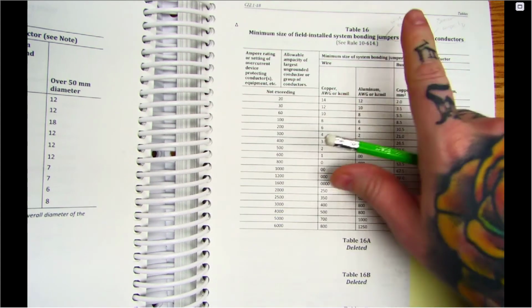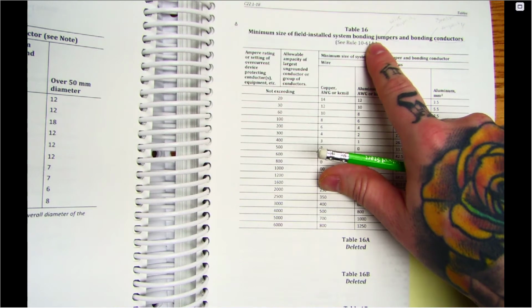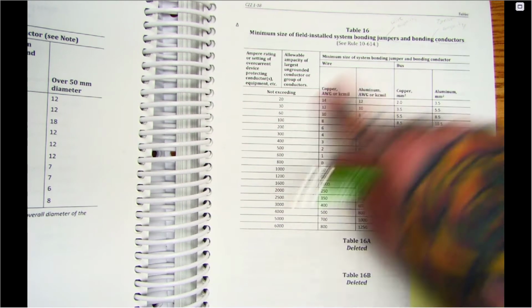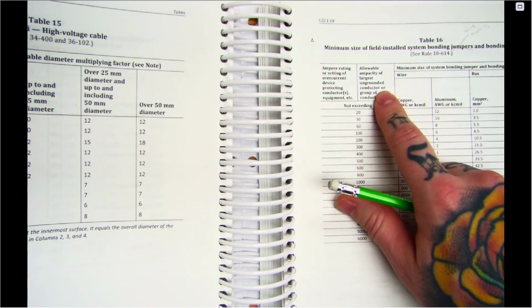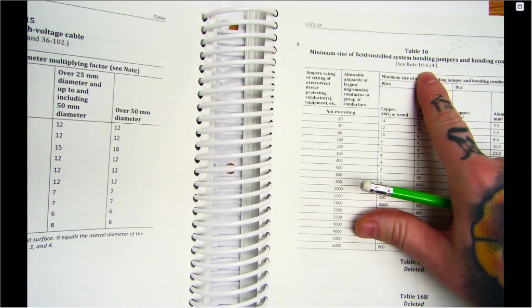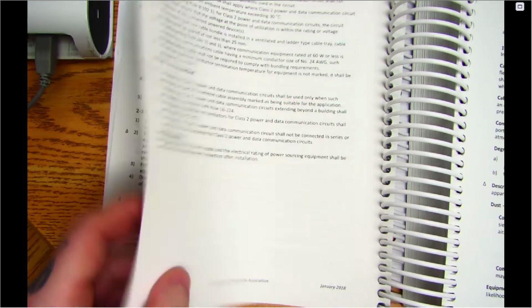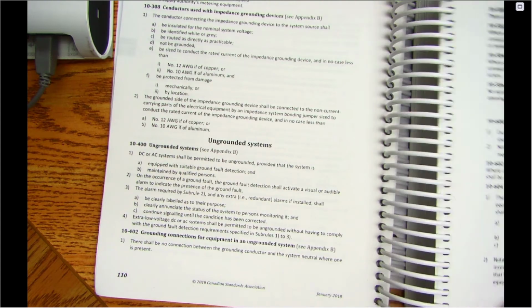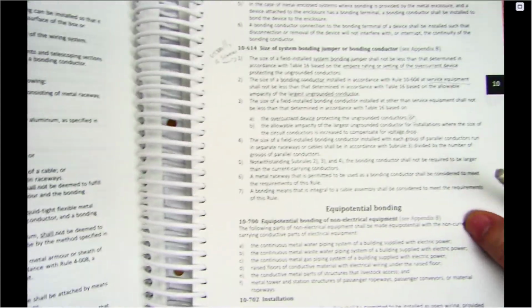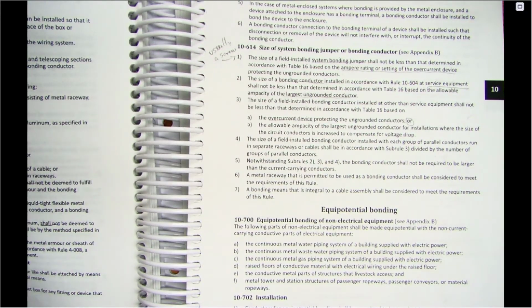Okay, but this is kind of a huge thing here. Because everything's being done from one table, we've got to find out, well, in my scenario, am I supposed to use the overcurrent or am I supposed to use the largest ungrounded conductor? Well, rule 10-614 is going to tell us that. Again, this is where we really got to just make sure we're understanding the scenario, reading the question properly so we don't get ourselves into trouble.